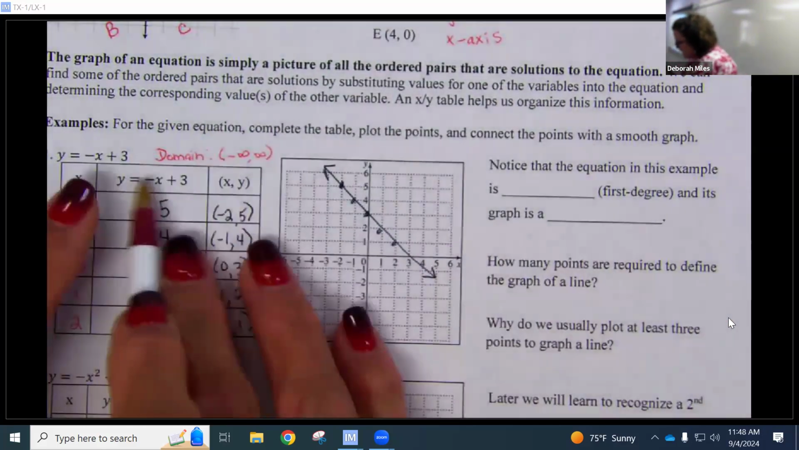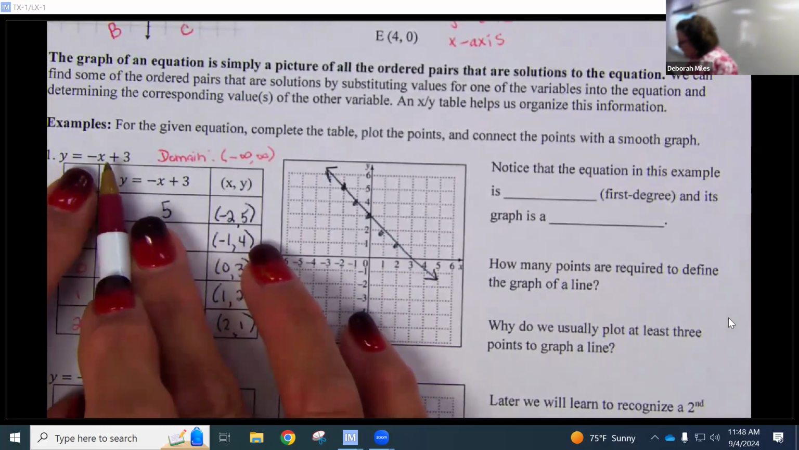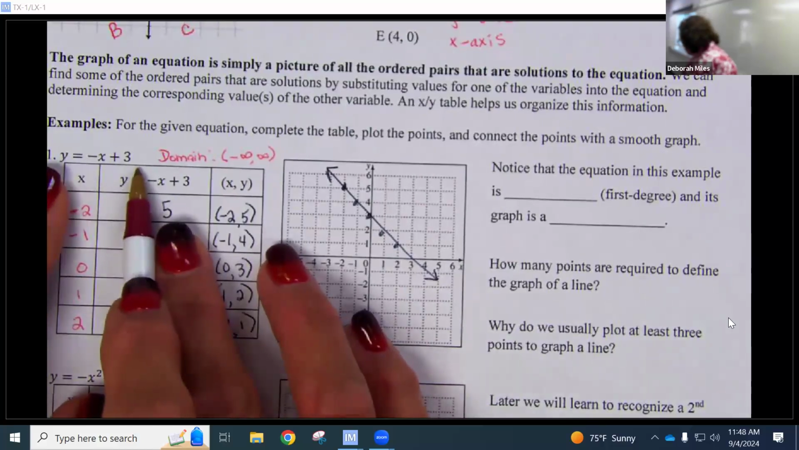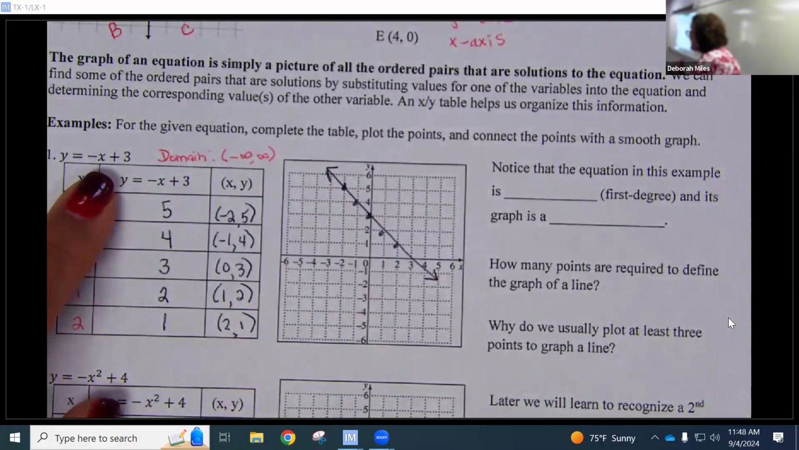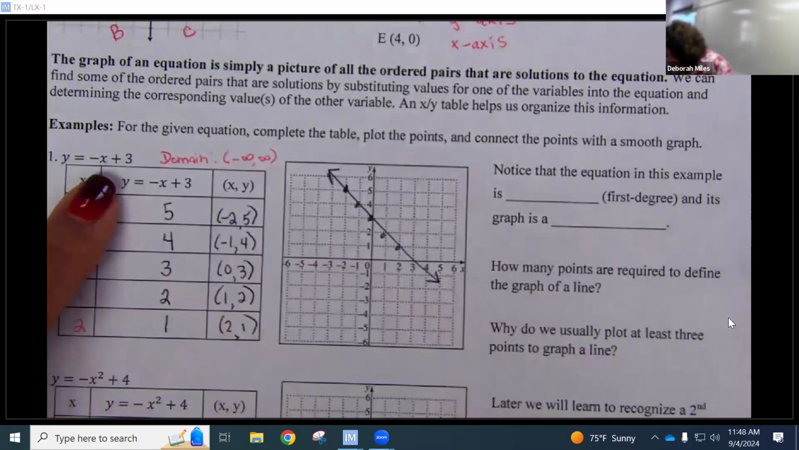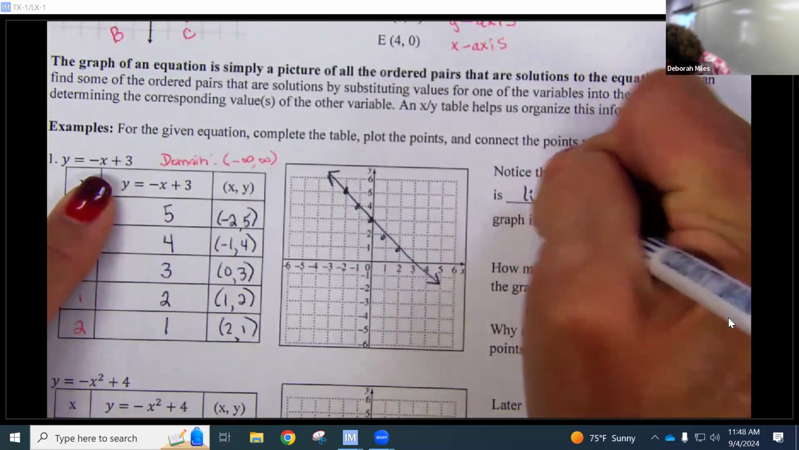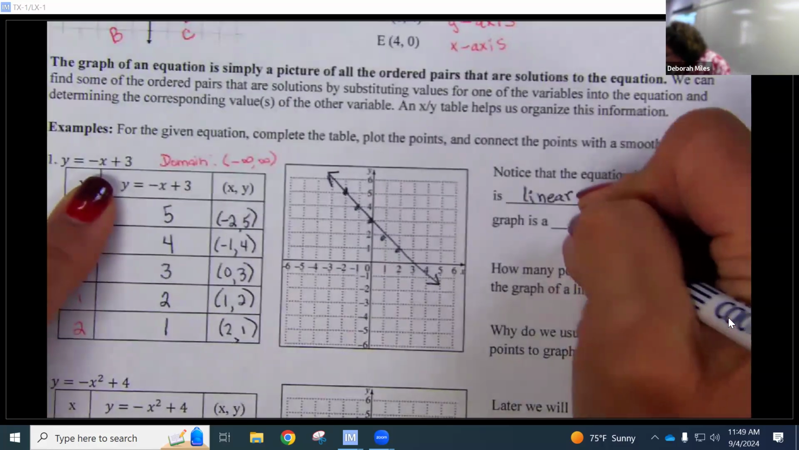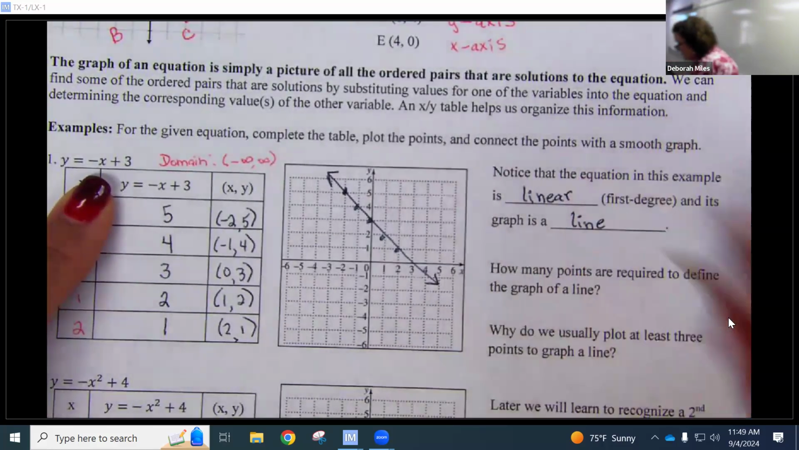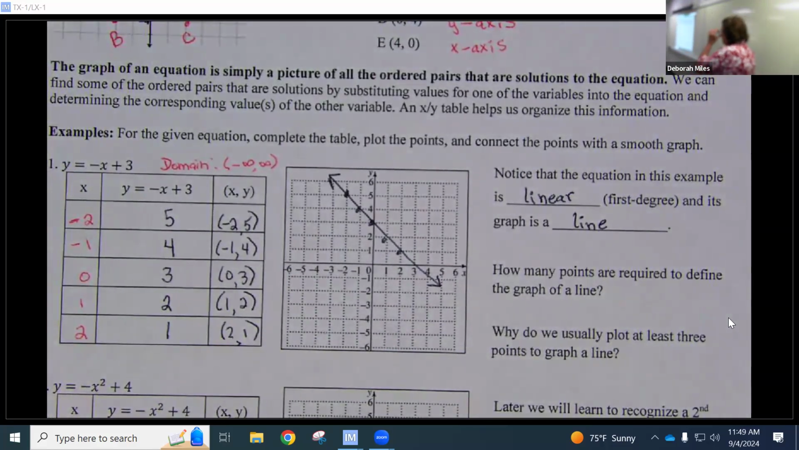Notice that the equation in this example is what degree? What does degree mean when I'm looking at an expression? Shelby, what's the highest exponent of x in the equation? This is a linear equation, because that's what first degree means, and its graph is a line. So anytime I see a linear equation, I know it's going to be a line.